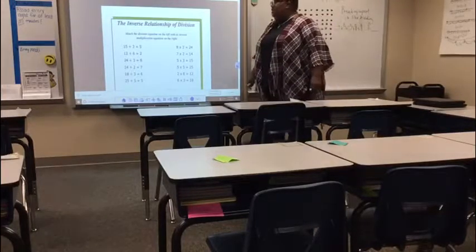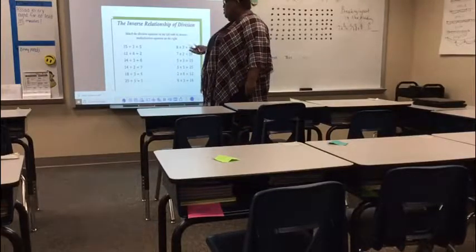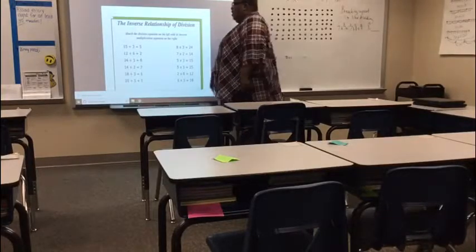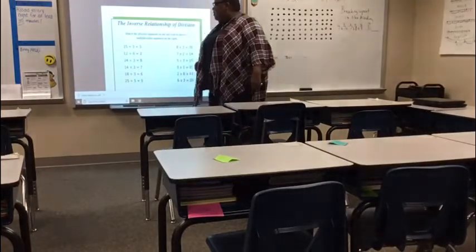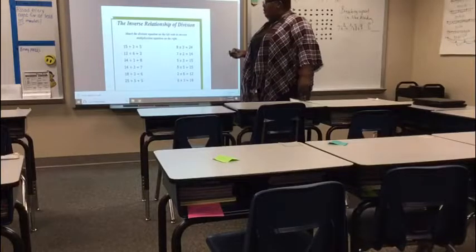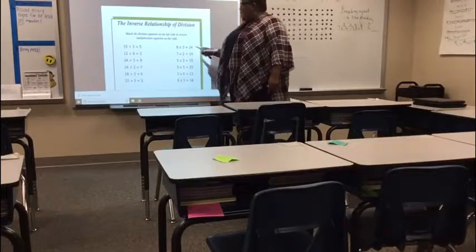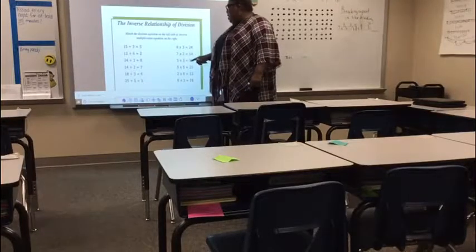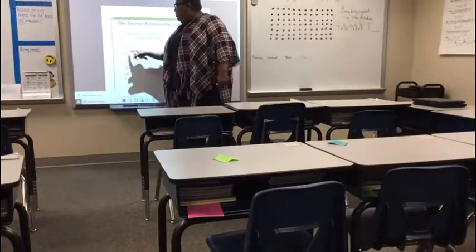But first, it says match the division equation on the left with the inverse multiplication equation on the right. So the first one we're going to do together. If it's 15 divided by 3 equals 5, then the opposite operation, or the inverse of that operation, would be what? Would it be 8 times 3 equals 24? No. Would it be 7 times 2 equals 14? No. It would have to have the same numbers in it.